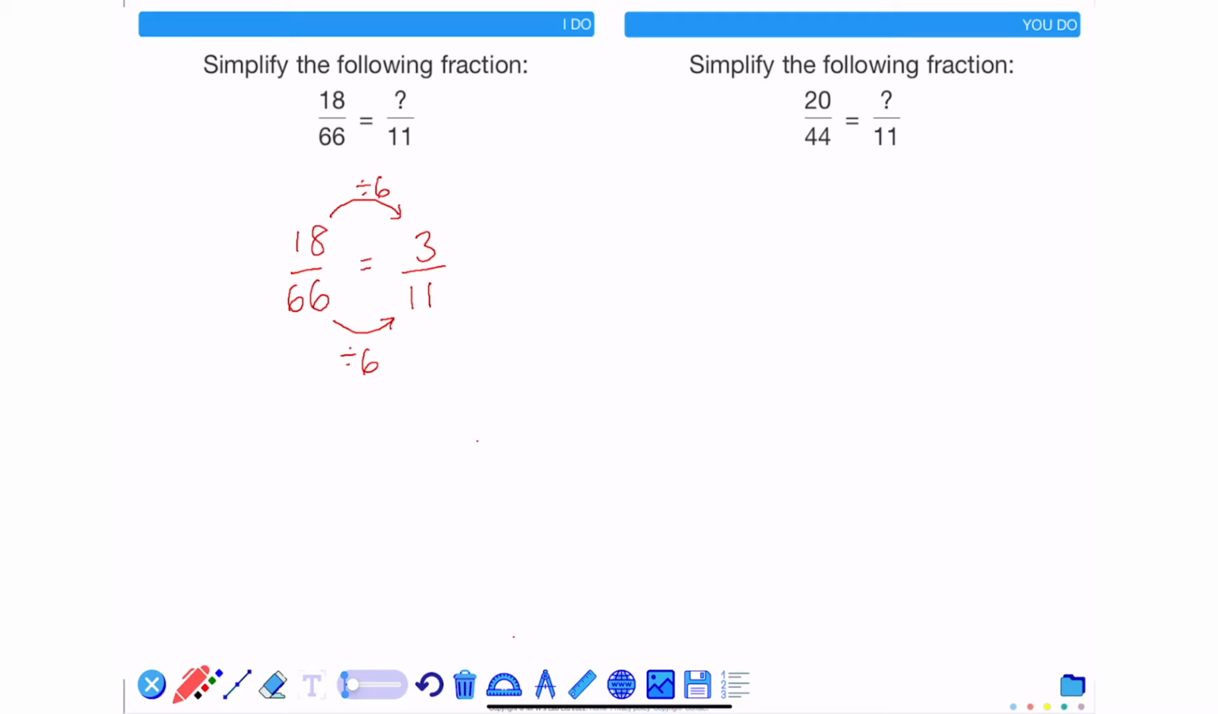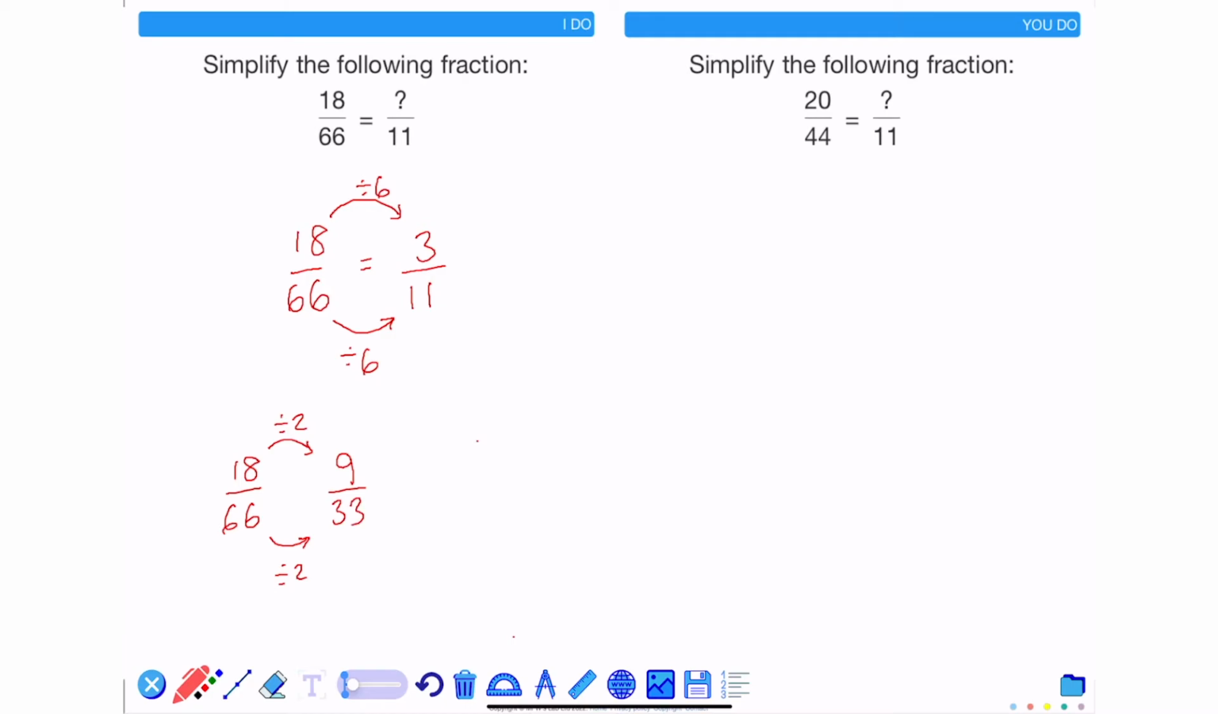But what if I didn't notice that the highest common factor was 6? Would there have been an alternative way of getting the same answer? Well, starting with 18 over 66, what if I noticed that they're both even, so I divided them by 2? This would then give me 9 over 33.